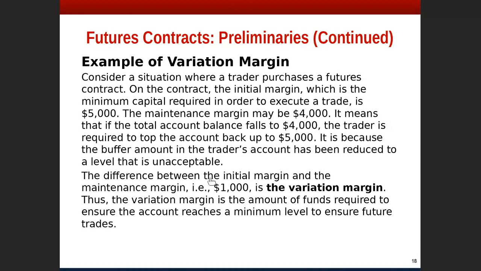Now, the difference between the initial margin and the maintenance margin, in our case 1,000, is called the variation margin. That is the amount that you have to add to your account to bring the account back into compliance. Thus, the variation margin is the amount of funds required to ensure the account reaches a minimum level to guarantee future trades.